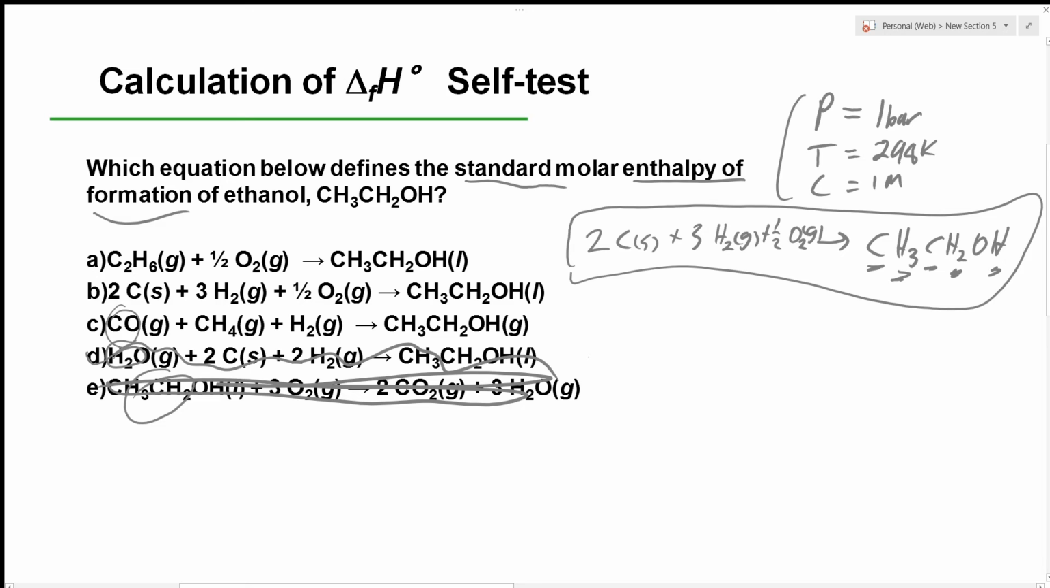Also, carbon monoxide is not an element itself, so this one here is not a likely candidate either. And part A there is not a likely candidate because ethane is not actually an element either. So B actually matches up with the equation that we worked out before.